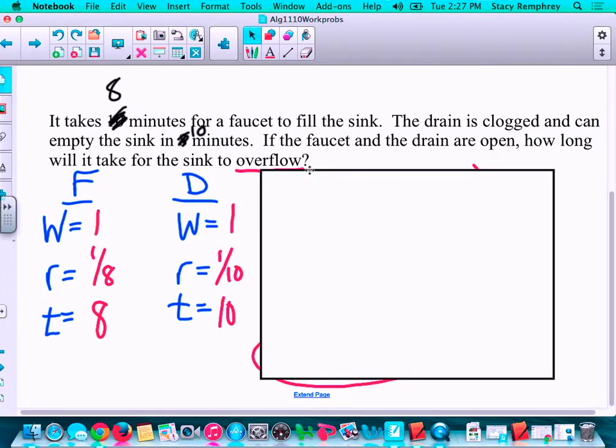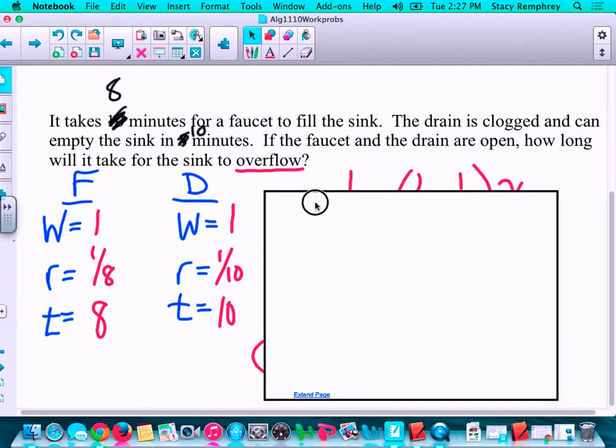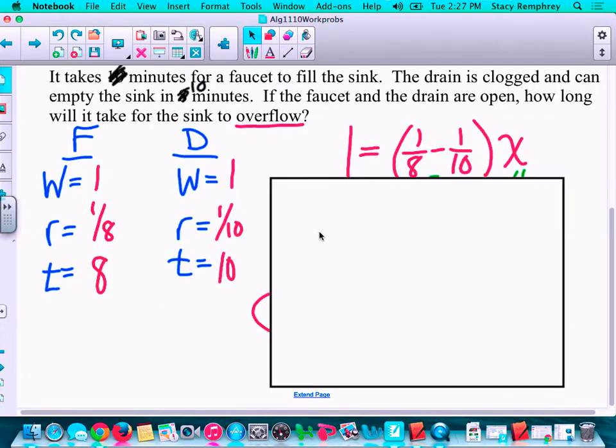Now, when I set this equation up, think about a faucet and a drain. Are they both working toward the same thing, or are they working against each other? In this one, they are working against each other. Okay, so I'm going to subtract the rates. When you're worried about subtracting the rates, first of all, the bigger one's always going to go first. But you can also look here.